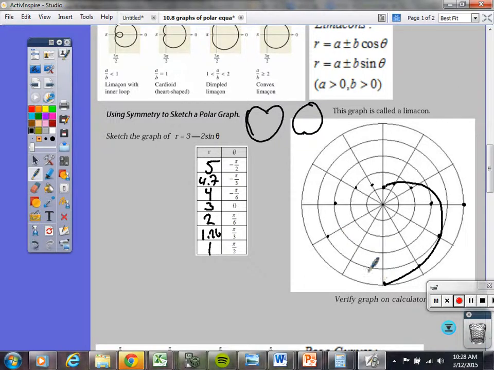Okay. What's your point, though? Okay, so there's our graph. That looks like a limaçon, right? That looks pretty hard. Yeah. They have a cool name for it.